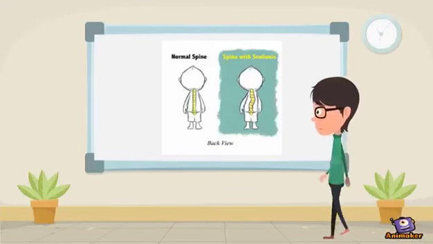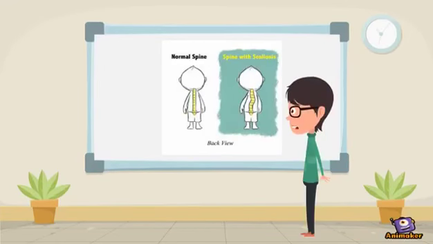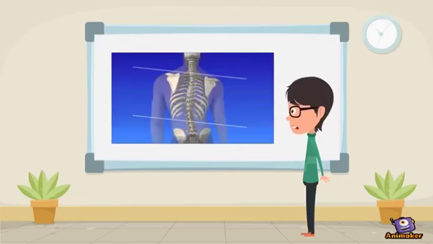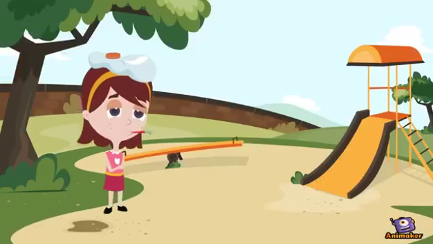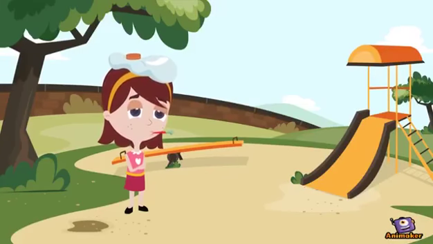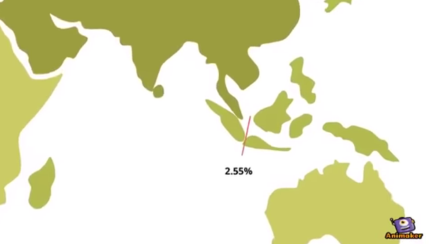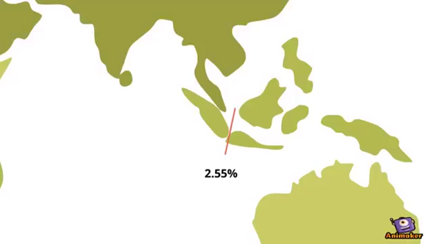Scoliosis refers to a three-dimensional deformity of the spine, which is characterized by lateral curvature with a small amount of rotation of the spine. A person with scoliosis will have a side-to-side curve that looks either C or S shape in the spine. Adolescent idiopathic scoliosis is the most common type of scoliosis, and it affects children between ages 10 to 18.